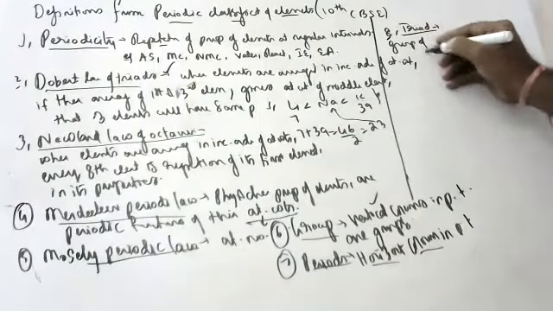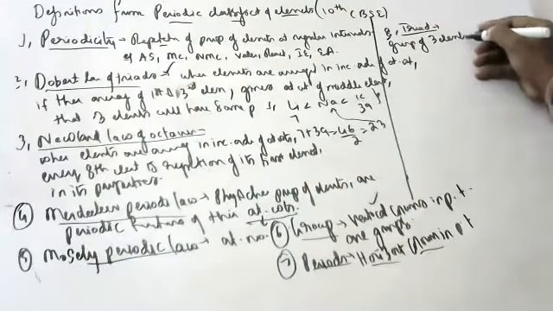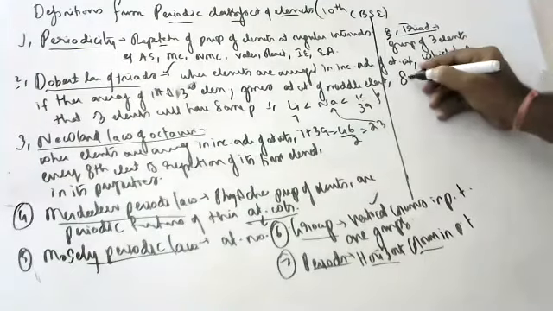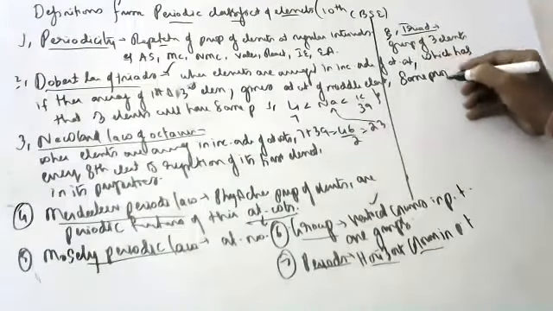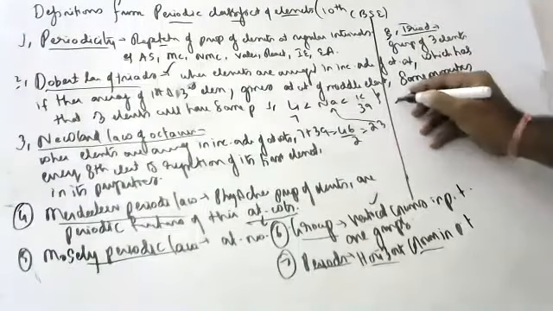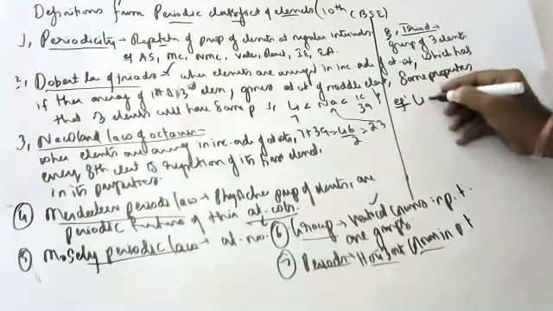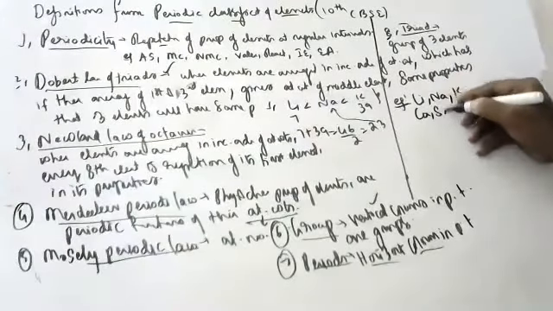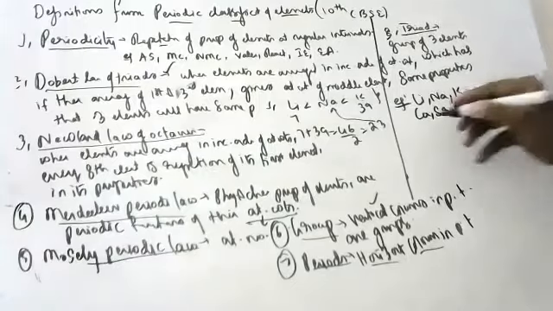Group of elements which has same properties.